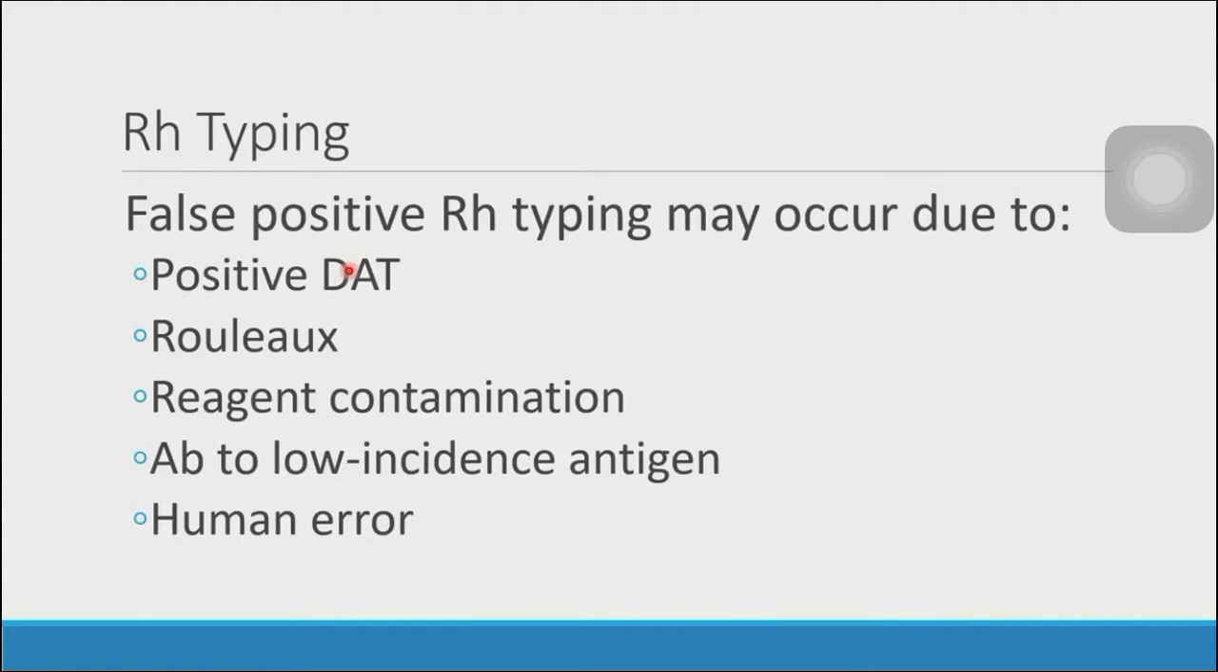Okay, due to spontaneous agglutination. Nag-agglutinate on their own. Aside from that, presence ng mga protein. Okay, mga RLU. Plasma proteins may cause RLU formation.